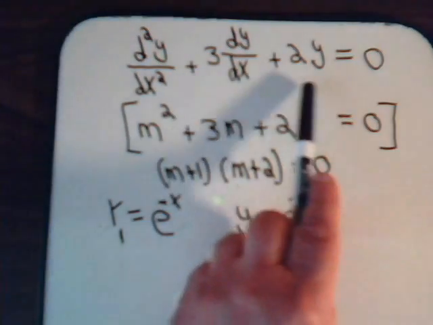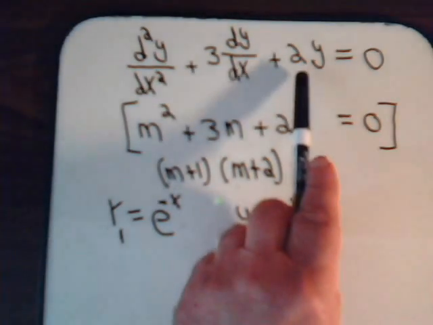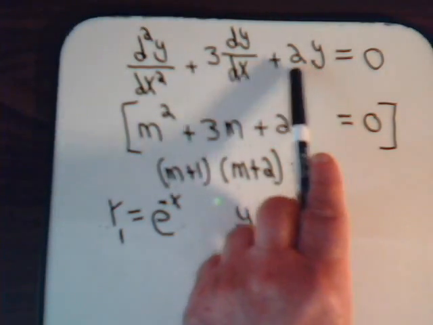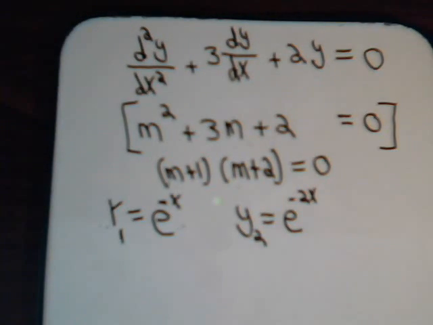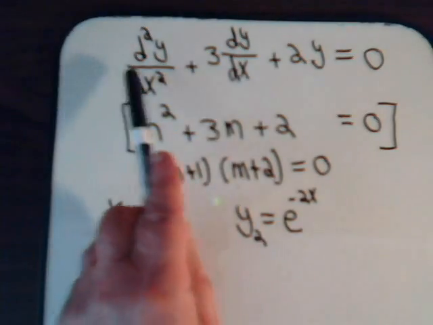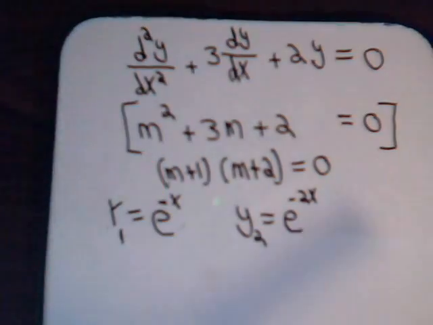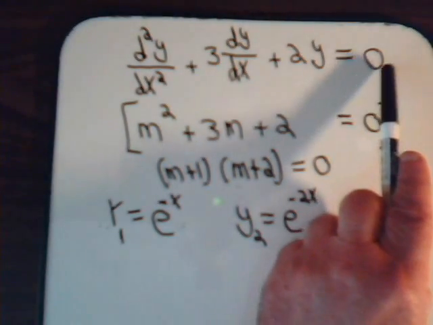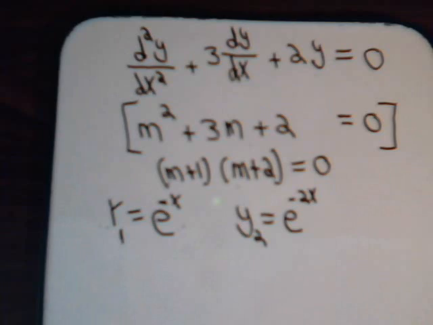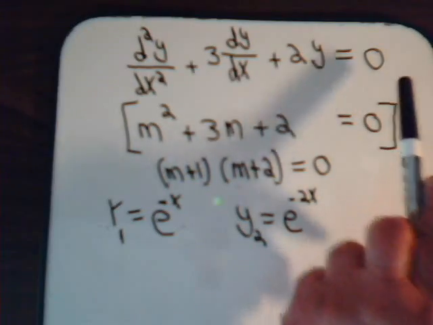Here's the differential equation. Notice all of our coefficients are constants: 2, 3, and 1. So this will work for any kind of differential equation where we have constant coefficients. And right now we're dealing with homogeneous equations where it's equal to 0. If this is equal to some specific value on the other side, we'll deal with that in future videos. We have to obtain a particular solution.